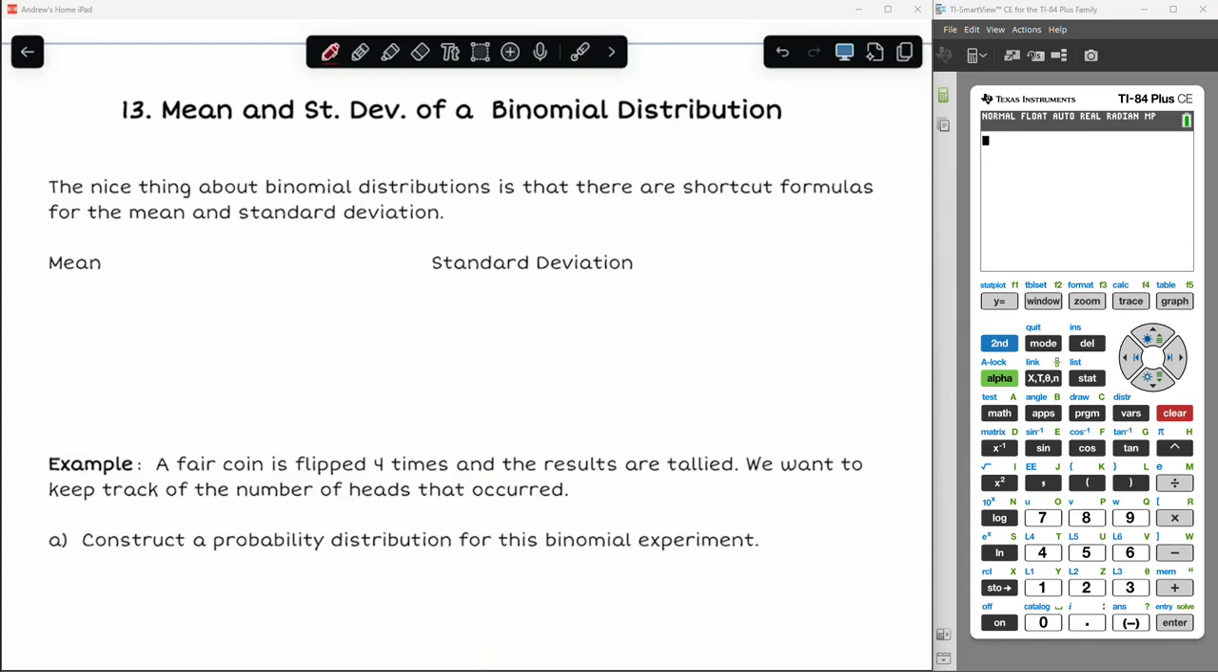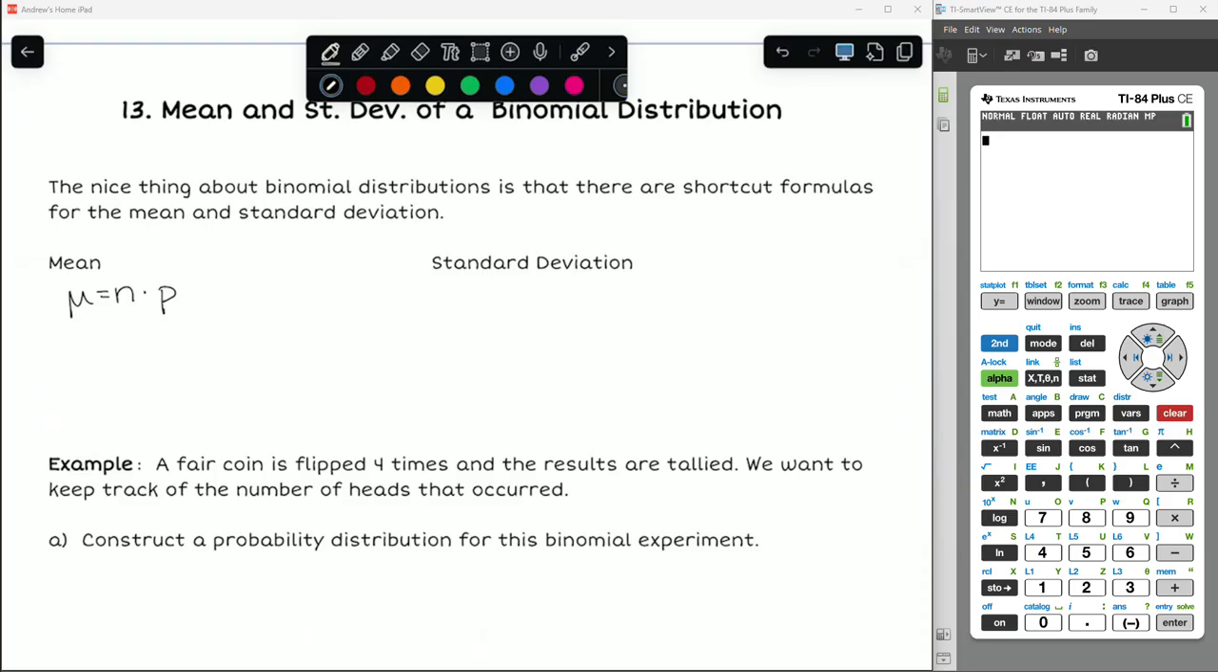The nice thing about binomial distributions is that there are shortcut formulas for the mean and standard deviation that don't require us to build the entire table and do that math with additional columns. If I want the mean for a binomial distribution, that mean is going to be equal to the number of trials, n, times the probability of a success, p.